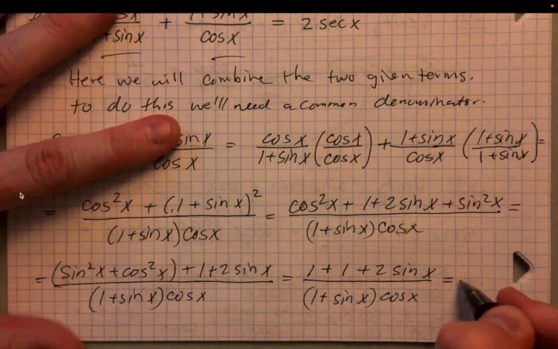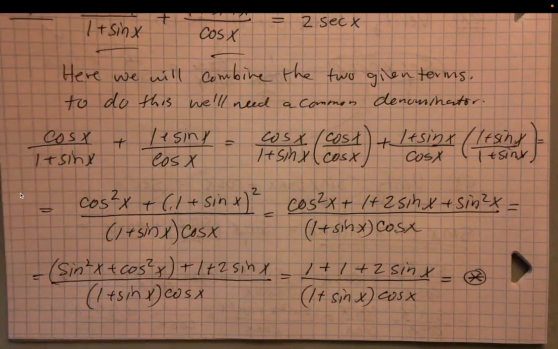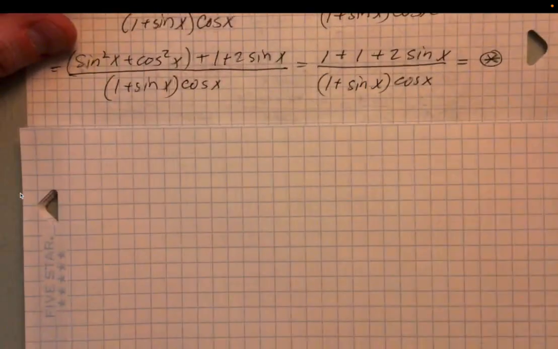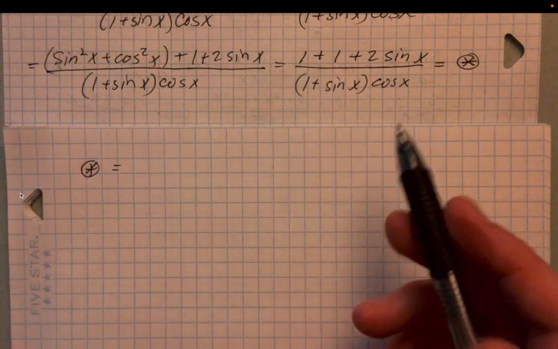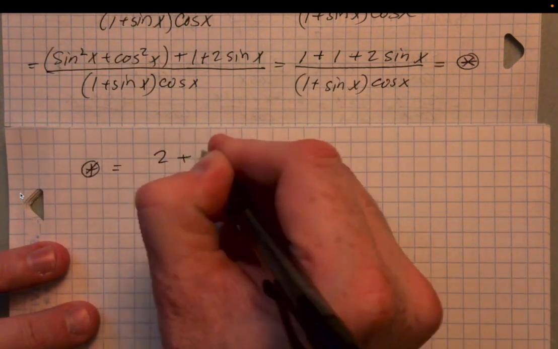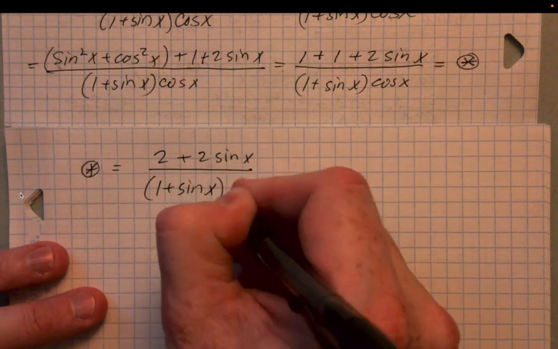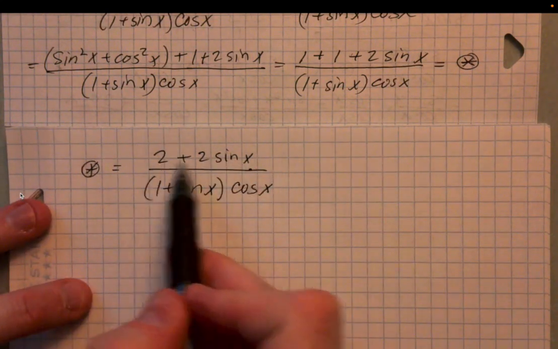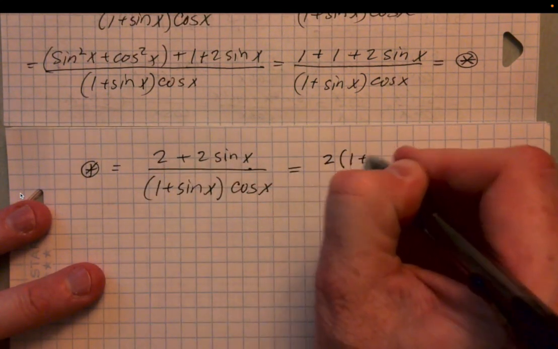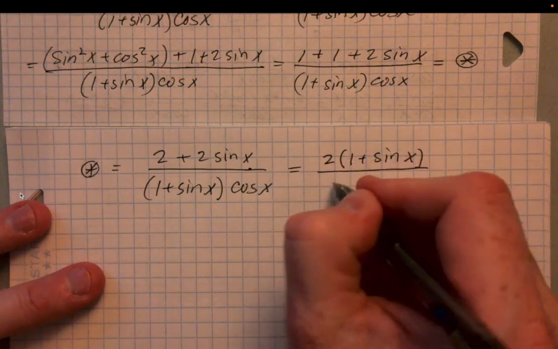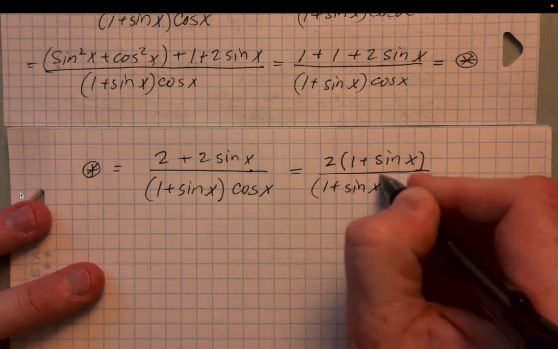Okay. So I'm going to switch pages here. Right, so I've got that piece there. Well, I can add the 1 and the 1 together, and I'll just do that in one step here. 2 plus 2 sine x. I want to make sure people can see exactly what you would see if you were trying to solve this from scratch. All right, so I've got 2 plus 2 sine x, so I can factor a 2 out of both of these. And that's helpful because I've got a 1 plus sine x on the bottom and on top as well now. And so I'll be able to do some canceling, huh?